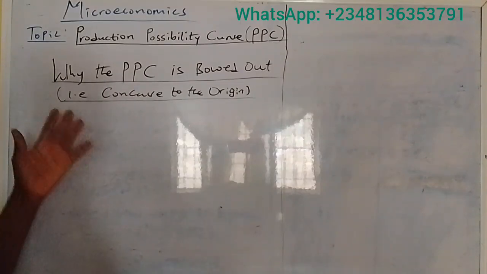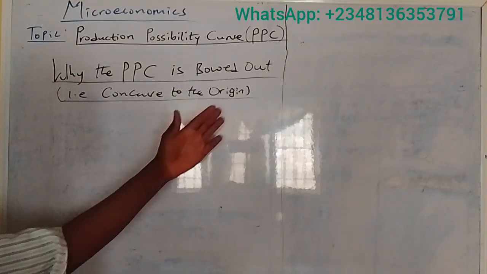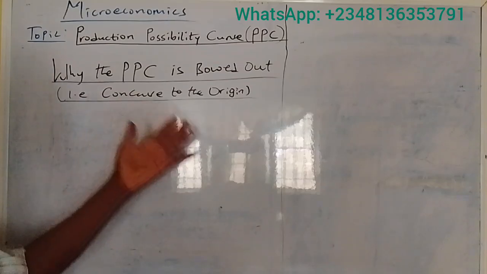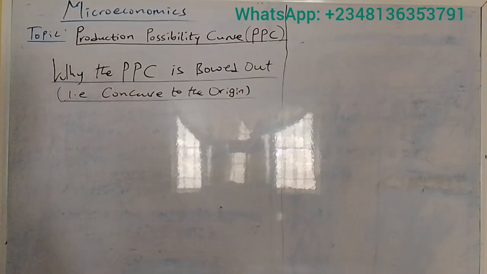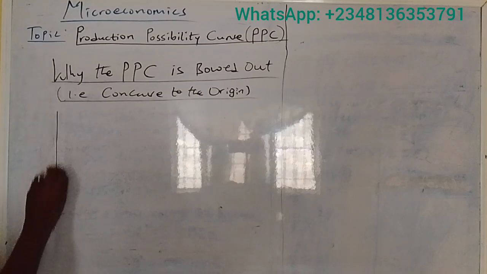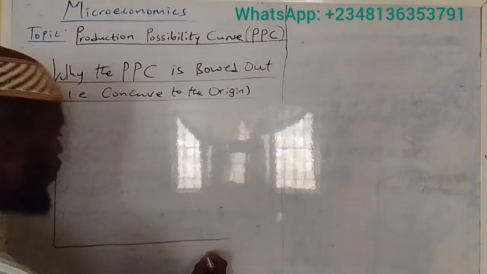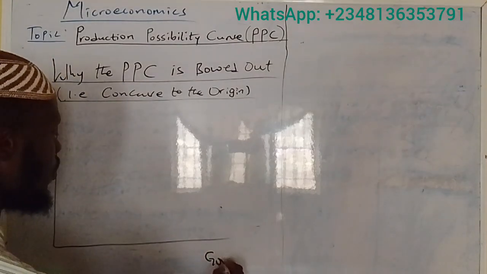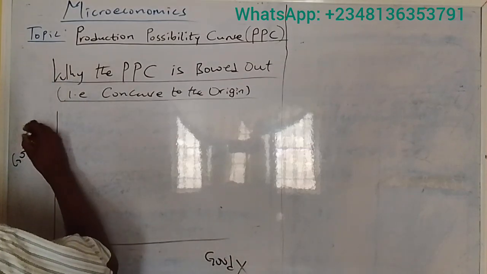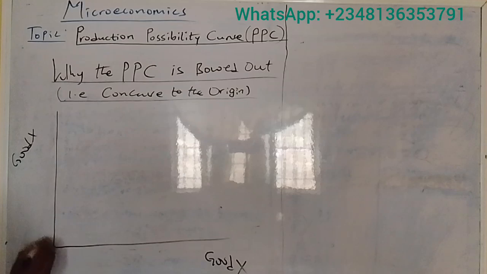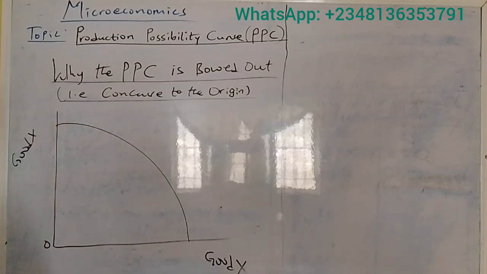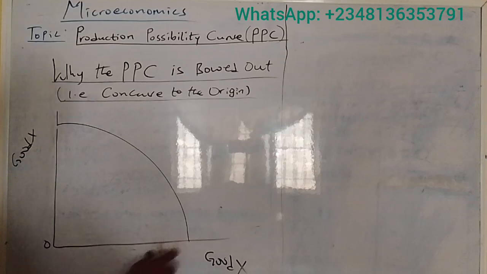In this class, I'll be discussing why the PPC is bowed out. That is, why the PPC is concave to the origin. You remember in our previous class, when we do the PPC, we do it this way. There are two goods. We call this good X, this good Y, and this is the origin, and our PPC curve looks like this. It's concave to the origin.